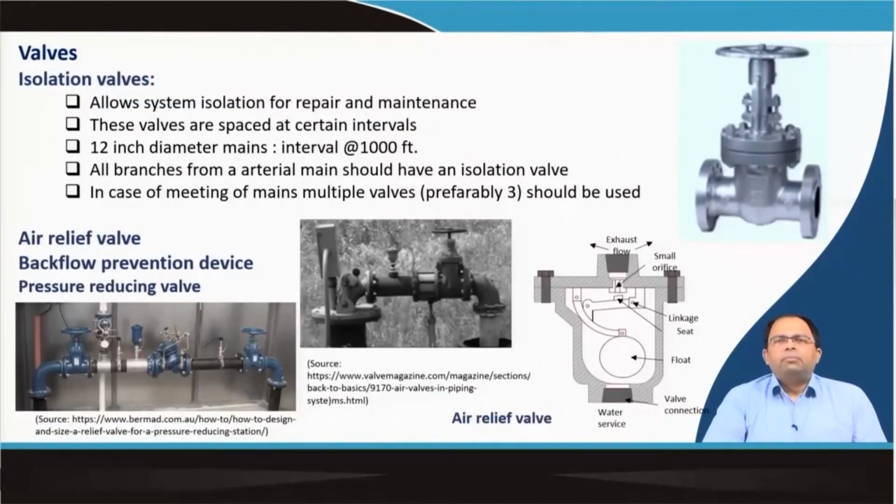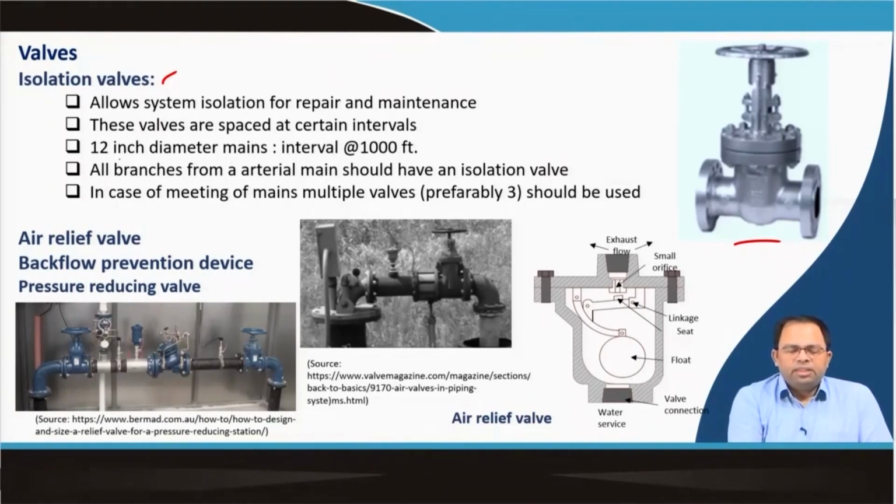So, finally, we come down to the different kinds of valves that are used in distribution networks. As we discussed earlier, we use isolation valves like this one, or sluice valves, which allow system isolation for repair and maintenance. And this kind of valve is spaced at certain intervals, particularly in 12-inch diameter mains. We see them at an interval of every 1000 feet, or whenever there is a node.